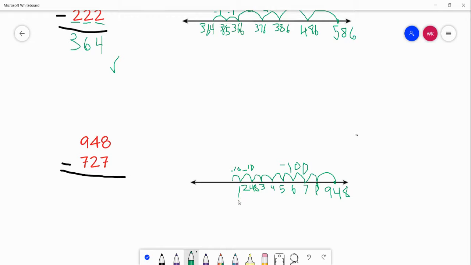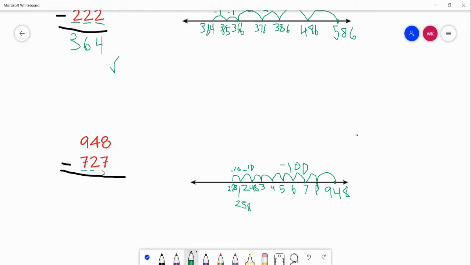So this would be 248 minus 10 equals 238. And then we would land on 228 because 238 minus 10 equals 228.